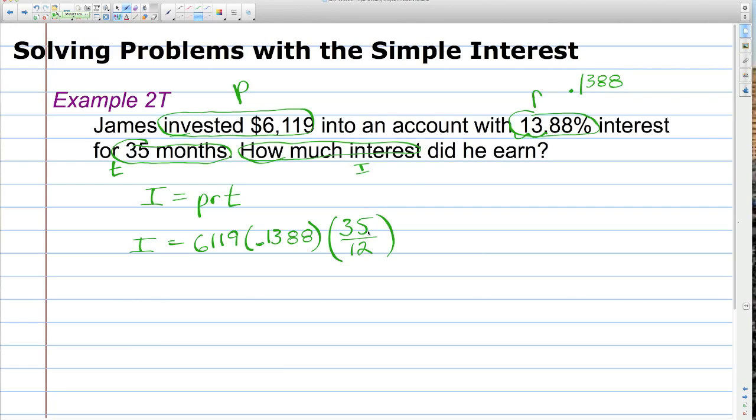At this point I would suggest you just use a calculator. When you enter this into the calculator, you type in 6,119 times 0.1388 times 35 divided by 12. And that'll give you the correct answer, which in this case would be $2,477.18.